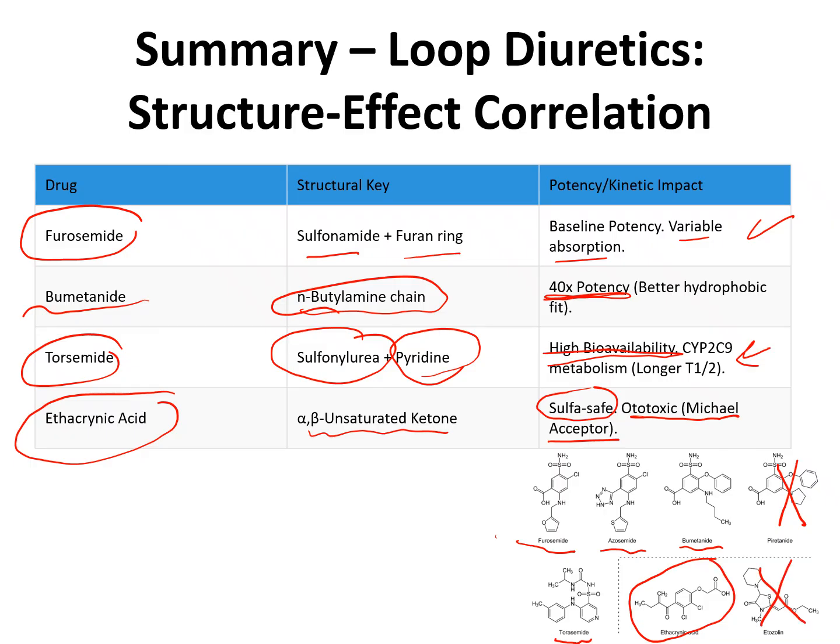Okay, so in general if you need high potency you look for the N-butyl chain of bumetanide. If you need consistent oral absorption and once daily dosing, you look for torsemide. If a patient has sulfa allergy, you switch to ethacrynic acid. However, you have to accept there is a risk of side effects related to the Michael acceptor group. So basically, understanding the medicinal chemistry allows you to predict interactions. As we said, the Michael acceptor is well known to cause side effects, and that chooses the right molecule for the right patient, and this is really important.